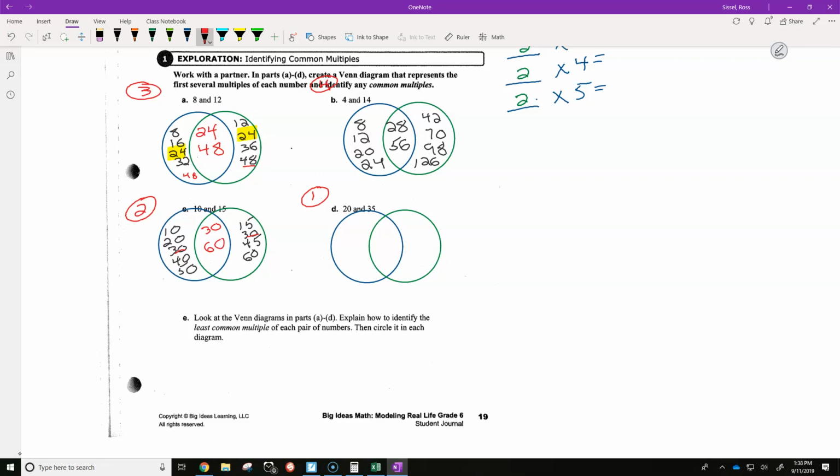Okay, how about 20 and 35? Sarah, what about 20? 20, 40, 60, 80. How about for 35? Maddox? I got 70, 105, 210, and 225. Okay. What about the shared ones? Sarah? 140 and 280.